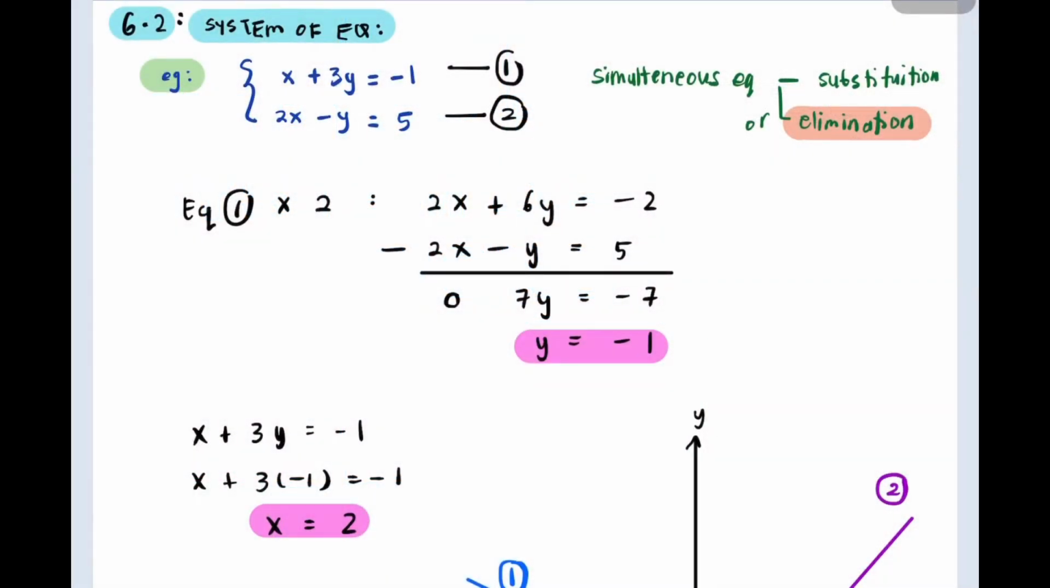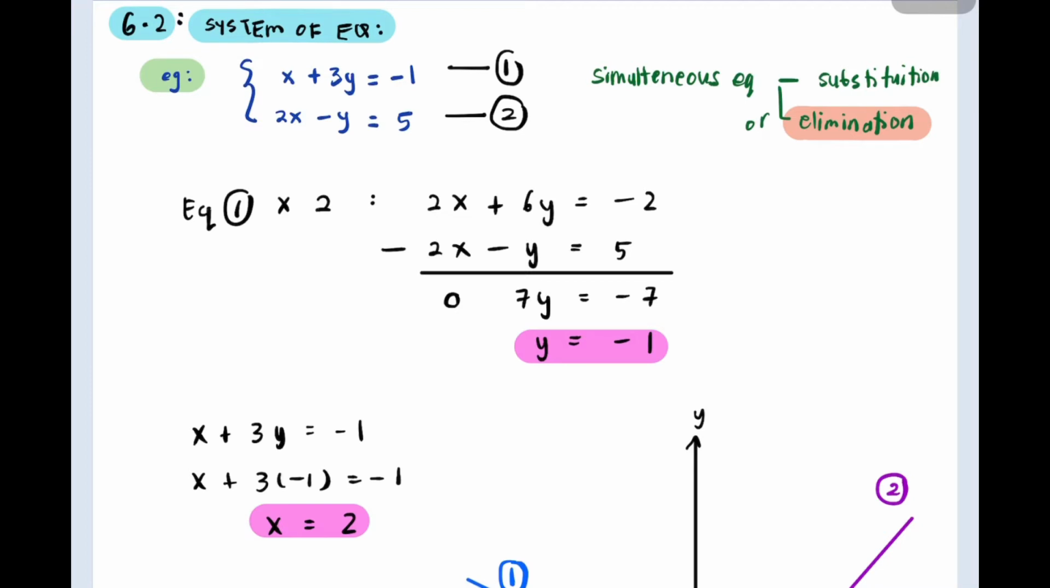Next, let us solve a system of equations. For example, you have two equations in a system. We can solve this by using simultaneous equations. You can use either the substitution or elimination method. For example, here you have two equations, and we want to solve the system of equations, which means we want to find x and y, and write it in terms of a coordinate later on.